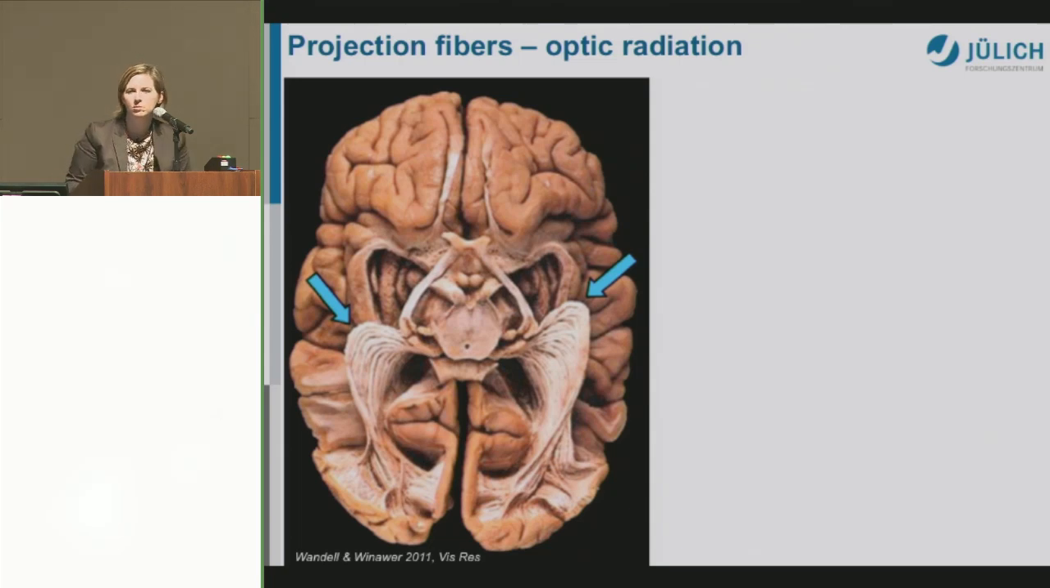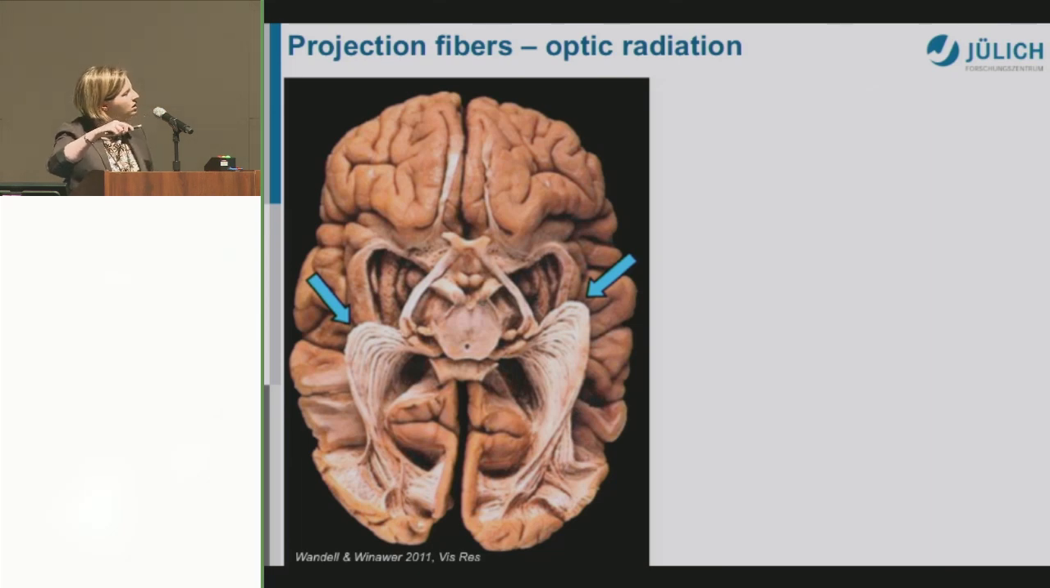The probably most famous and most important projection fiber system is the optic radiation, and we will start with that one. And you might very well think that you know everything about the optic radiation, but luckily in the very recent years there have been quite some new developments, particularly regarding the use of diffusion imaging, which helped to delineate a bit more than was known previously of the optic radiation. But let's start with the classic anatomical studies.